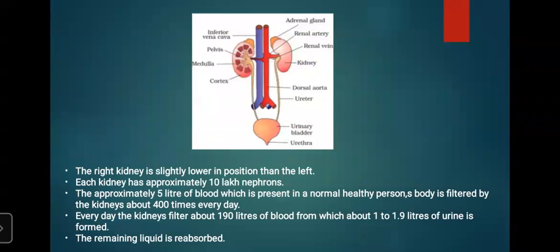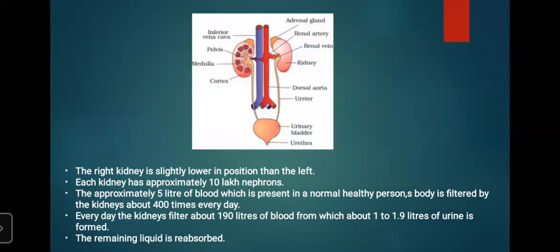The right kidney is in a slightly lower position than the left one. Each kidney has approximately 10 lakh nephrons, and the nephrons are the structural and functional units of kidneys.